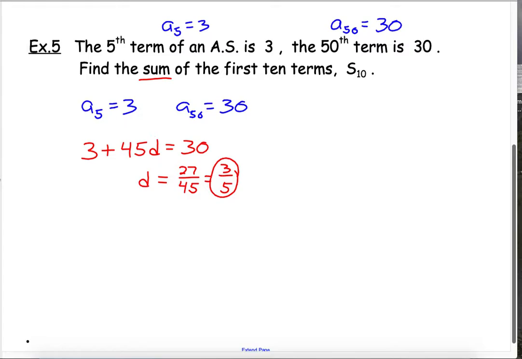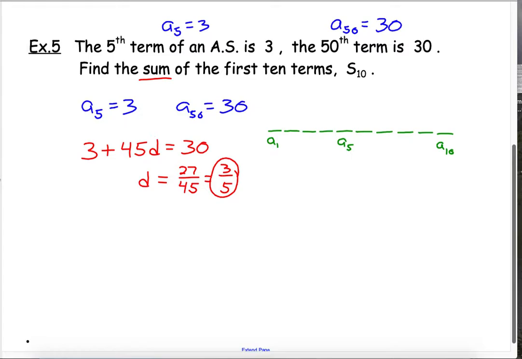Okay, now, the first 10 terms. Well, I know the fifth term. Now, let me give you a visual here. First, second, third, fourth, fifth, sixth, 7, 8, 9, 10. So here's your first term. Here's your fifth term. And here's your 10th term.